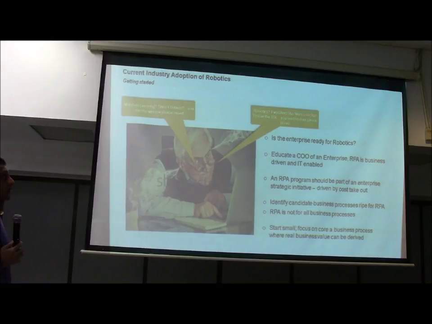Educating the COO of an enterprise: RPA is business-driven, IT-enabled, right? An RPA program should be part of an enterprise strategic initiative driven by cost takeout initially. Where we're seeing robotics programs fail is that we have sporadic departments. If they have money, they'll go and start implementing robotics as a single silo. Think of it as the Wild West. You've got 20 departments, each one not coordinated, not working together.